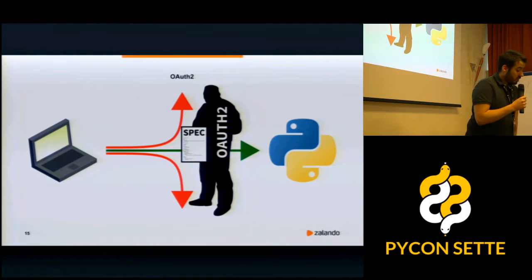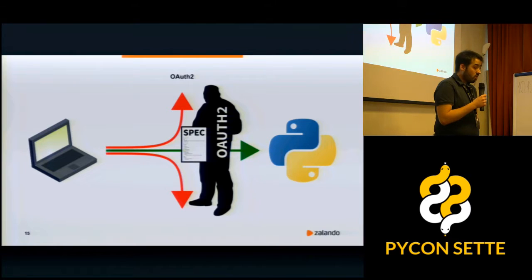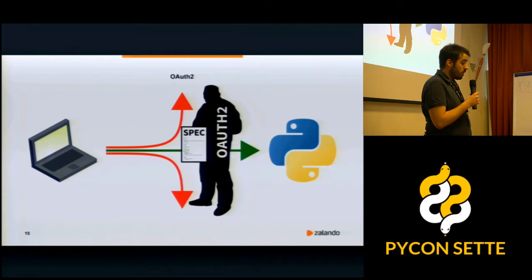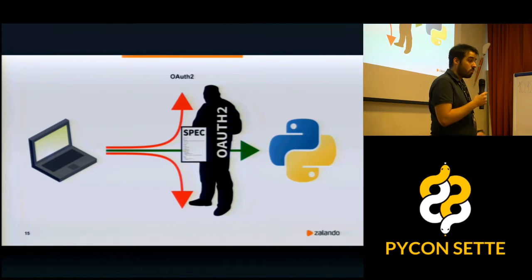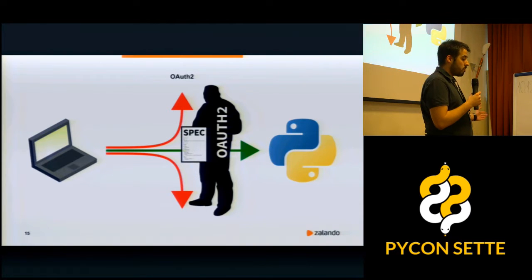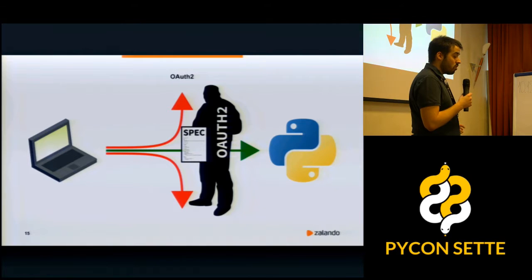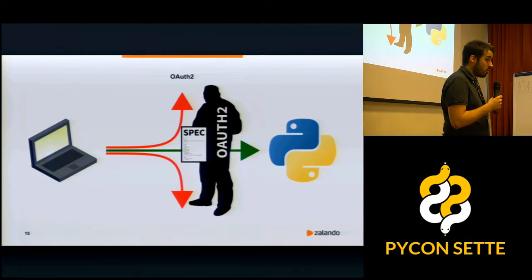Last but not least, Connexion also supports OAuth 2 token bearer authentication and authorization out of the box. On OpenAPI, you can say my application uses OAuth authentication and you need scope A, B, or C for the endpoints. And this will work completely out of the box on Connexion.